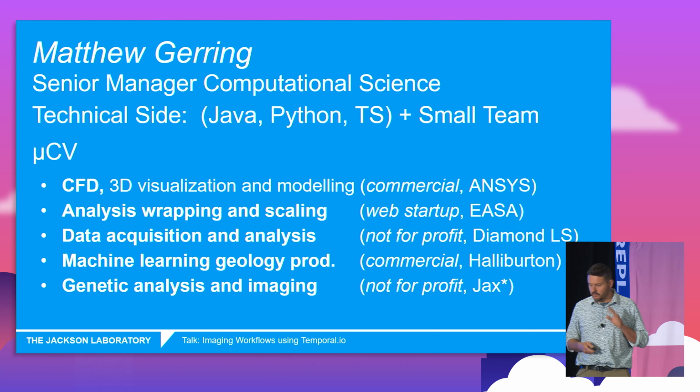So I'm a senior manager of computational science. On the technical side, I use Java, Python, and TypeScript, and worked in something called computational fluid dynamics in the 90s. Worked in a web startup around finite element codes and computational fluid dynamics. And then worked in data acquisition for the UK's largest science project, Diamond Light Source, for almost 10 years. And then worked with some machine learning for an oil company called Halliburton. And then the last 4 years, I've been working with genetic analysis at Jackson Labs. So that tells you I'm a technical guy, doing analysis, not necessarily as much on the software side as some people. I'm somewhere between a data scientist and a software engineer, I guess.